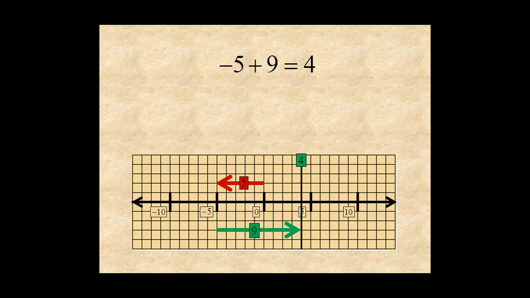There are two important things to understand about this example. First, the sum is positive because the number with the largest absolute value is positive. Second, the absolute value of the sum is the difference of the absolute value of the two numbers, 9 minus 5. And you can see this difference on the number line. The difference between 9 and 5 is 4.